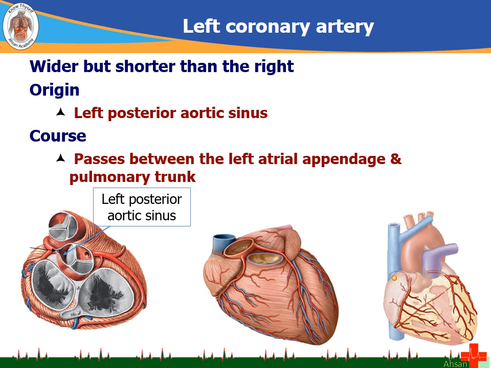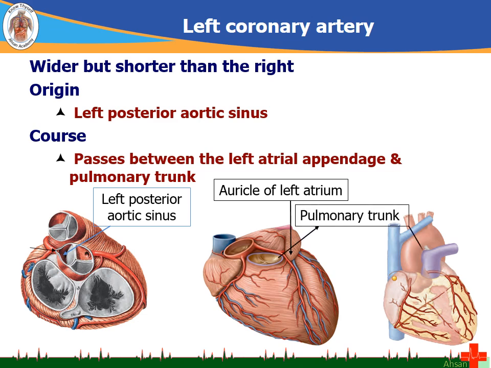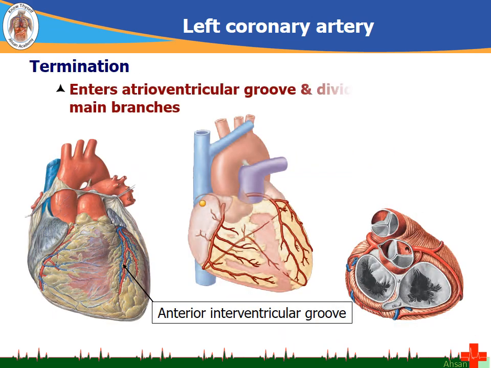It has a very short course, passing between the left auricle and the pulmonary trunk. You can see this small course. This is the auricle and this one is the pulmonary trunk. So it passes between these two. It remains hidden under these two structures, between the left auricle and pulmonary trunk.